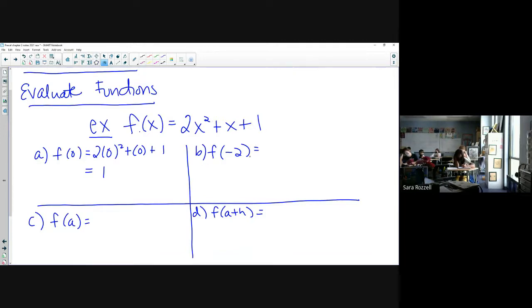Second one, what are we plugging in? -2. Make sure that you put parentheses around a negative every time, especially if you have a power. The -2 went in for both of our x values.